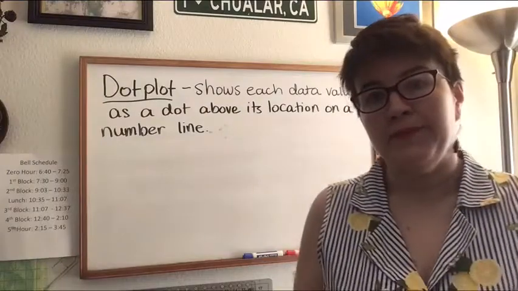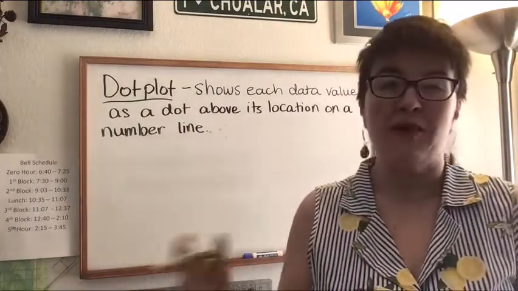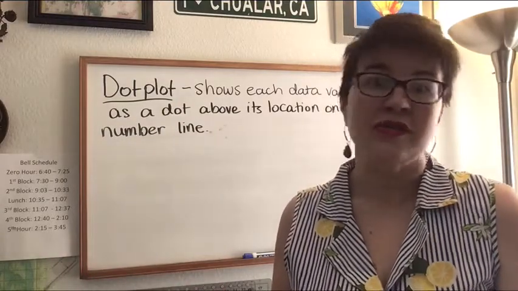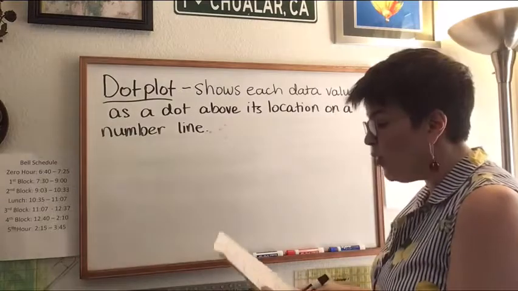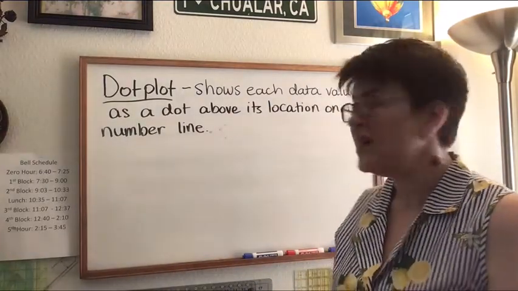on the number line. Okay, now I'm going to talk to you about how we would draw that, and then we're going to talk about how you would describe them. And then you'll have an assignment in your Sapling Learning. All right, so we're going to draw a dot plot that has to do with the number of siblings that students in a class have.